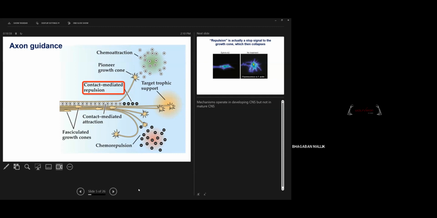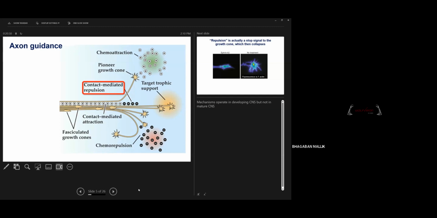So the axon is growing along the substrate, but suddenly it encounters a substance which inhibits its growth. Then it will not grow in that direction. Sometimes the axon will grow in that direction but will stop growing. That is called contact mediated inhibition. But sometimes they will not grow in this direction, but will repel away and grow in another direction. That we call contact mediated repulsion.